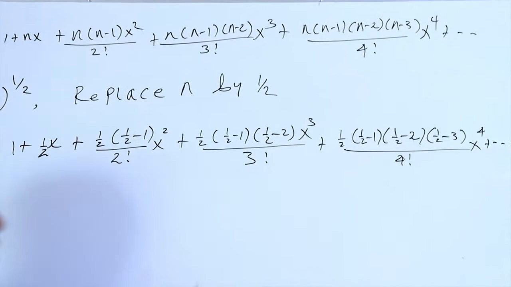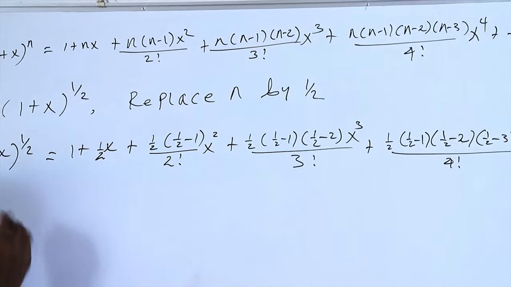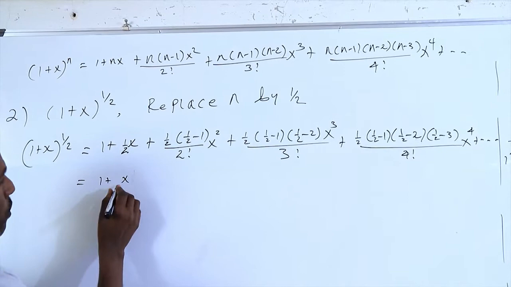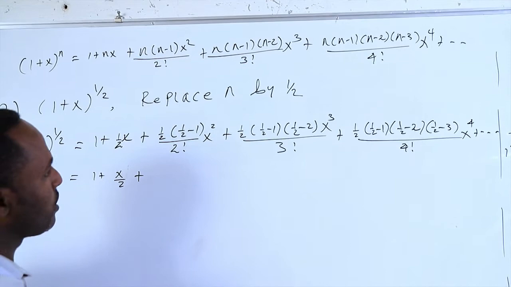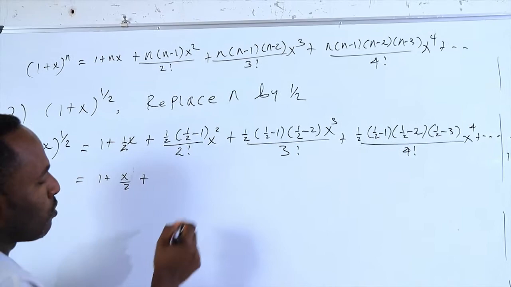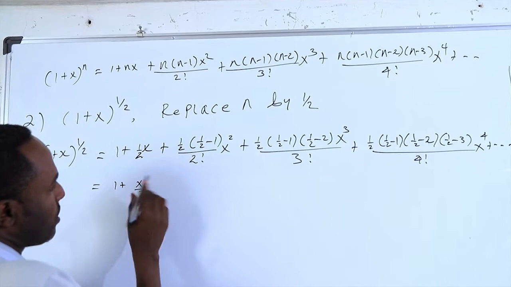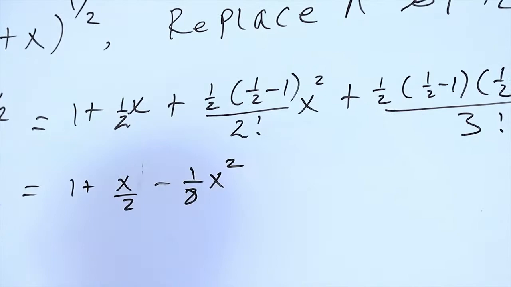Now this expression is exactly equal to 1 plus, simply, x over 2, plus, here, 1 over 2 times (1 over 2 minus 1). 1 over 2 minus 1 is simply negative 1 over 2. Negative 1 over 2 times 1 over 2 is negative 1 over 4. Negative 1 over 4 divided by 2 is simply negative 1 over 4 times 1 over 2, so our answer should be exactly equal to minus 1 over 8 x to the power of 2.